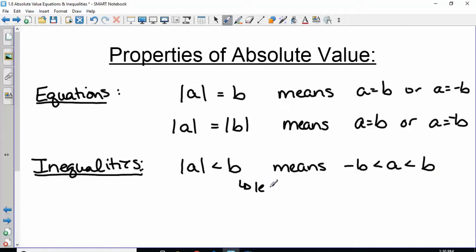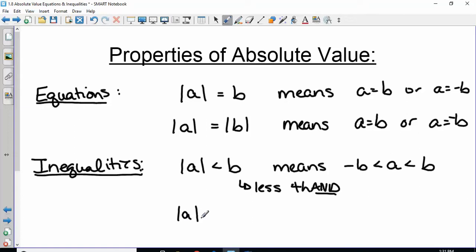Did Mrs. Keller say like less than an and statement? So that means you have one big inequality. So that works when you have the absolute value on the left and your other expression on the right.